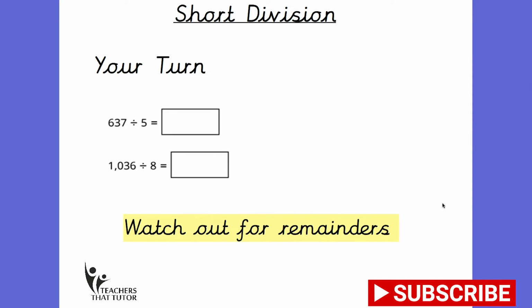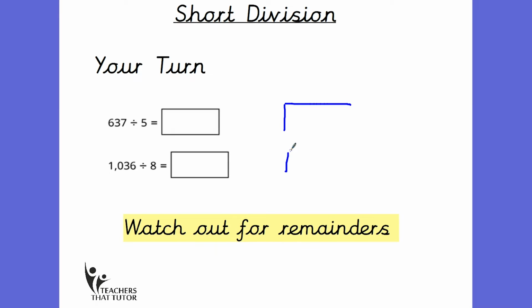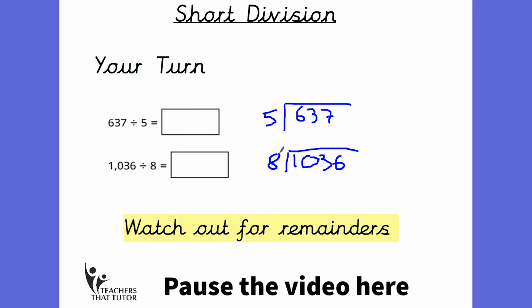So your turn. Have a go at these two questions. Use the short division method that I've just shown you. The first step will be to draw out your bus stop, and then to put the long number underneath: 637 in this case, and 5 on the outside. Then 1036 and 8 on the outside, and then solve them in the same way I did on the previous slide.